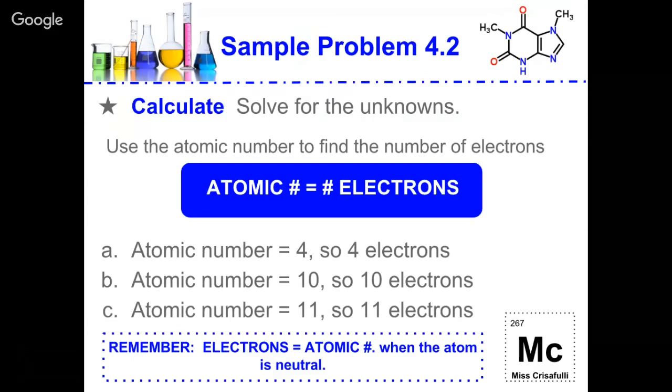Now, remember, the number of electrons is equal to the atomic number when the atom is neutral. If the atom is not neutral, and we're going to talk about that in future lessons, then that is not the case.